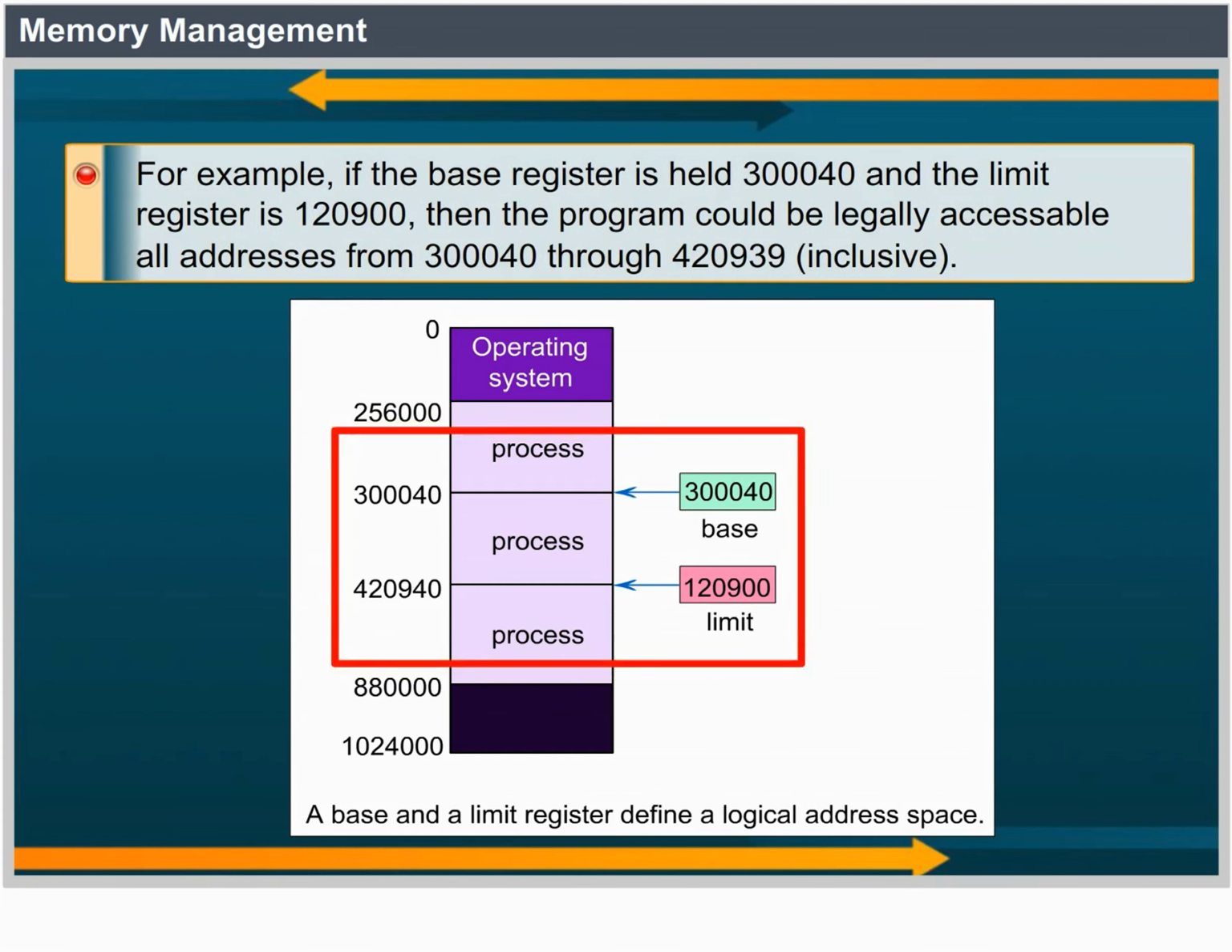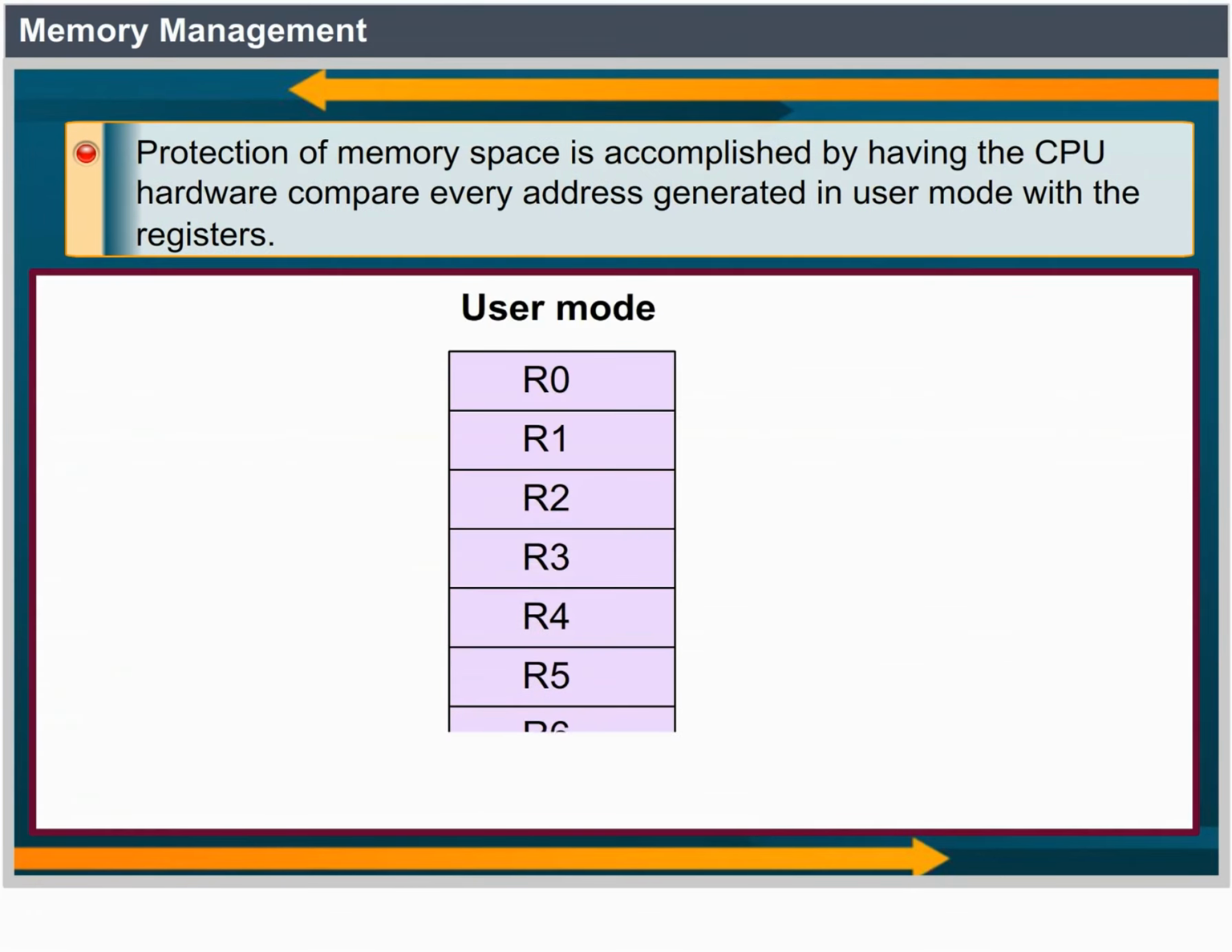For example, if the base register holds 300040 and the limit register is 120900, then the program can legally access all addresses from 300040 through 420939 inclusive. Protection of memory space is accomplished by having the CPU hardware compare every address generated in user mode with the registers.